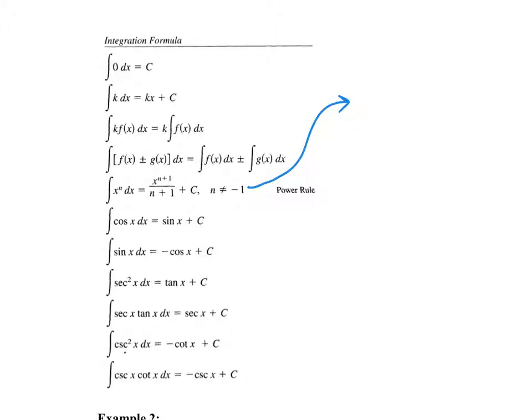Okay? So add 1 to the exponent, and then divide by the new exponent.